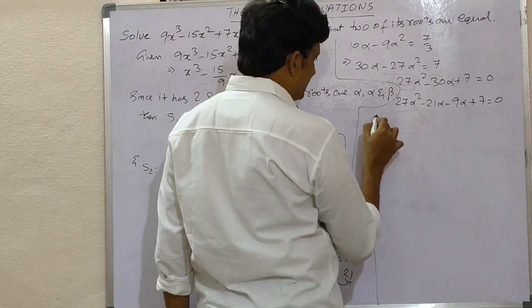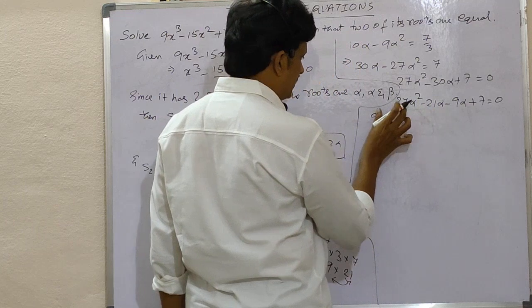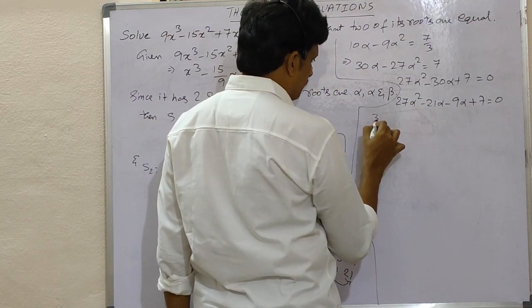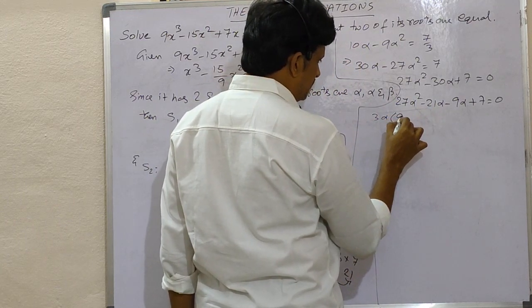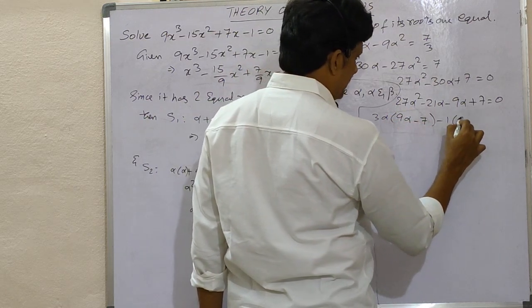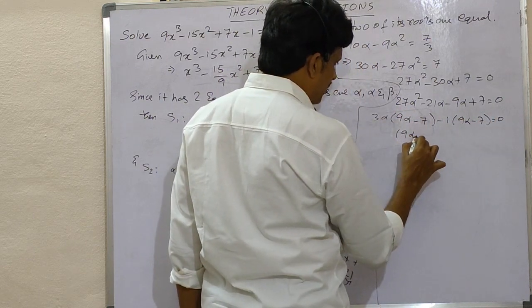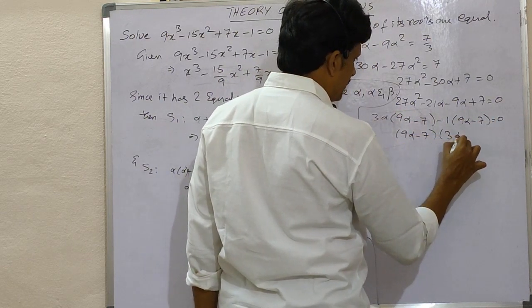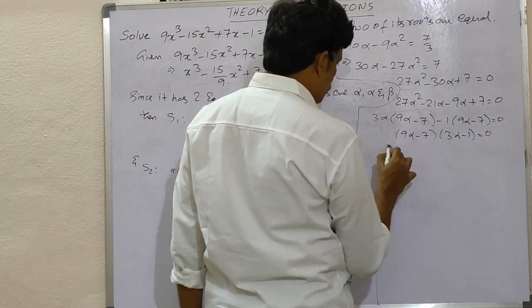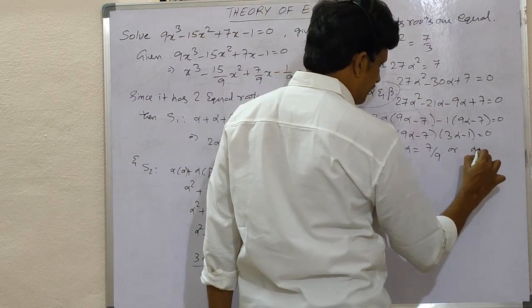So here 9 alpha is the common term, not 9 alpha, this is 3 alpha. So here it is for 9 times, this is for 7 times. Minus 1 into 9 alpha minus 7 is 0. So 9 alpha minus 7 into 3 alpha minus 1 is 0. So here you are getting the value of alpha is 7 by 9 or 1 by 3.